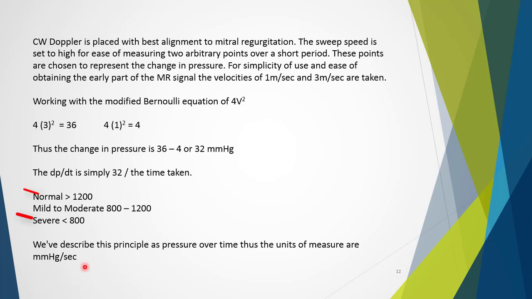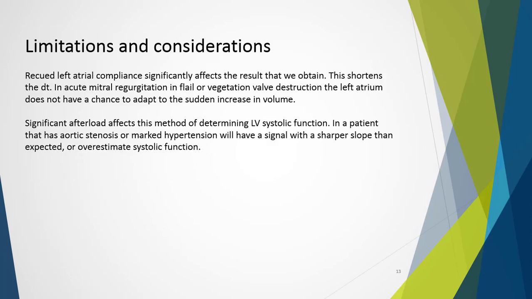And then we have our set of values of what indicates normal LV systolic function. So a short period indicates that we've got normal systolic function, and an increased duration indicates severe dysfunction. Excuse the errors on the slide there. So we've described the principle as a change of pressure over a change of time. Thus, the measurement units for this are millimeters of mercury per second.